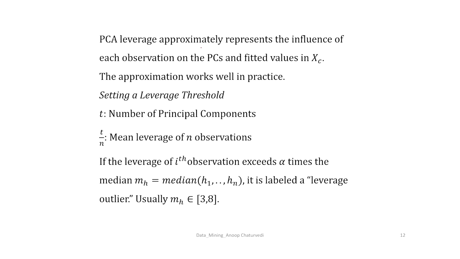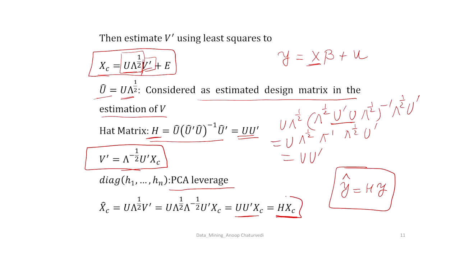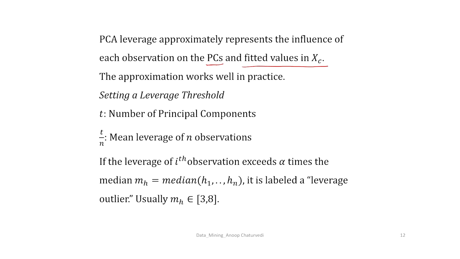So, PCA leverage actually approximately represents the influence of each observation on the principal components and the fitted values in Xc. Say, see from here, the approximation works well in practice. And then we set a leverage threshold. So, suppose T is the number of principal components, then T by N is the mean leverage of N observations. We divide this T by the number of observations. So, this is the mean leverage.